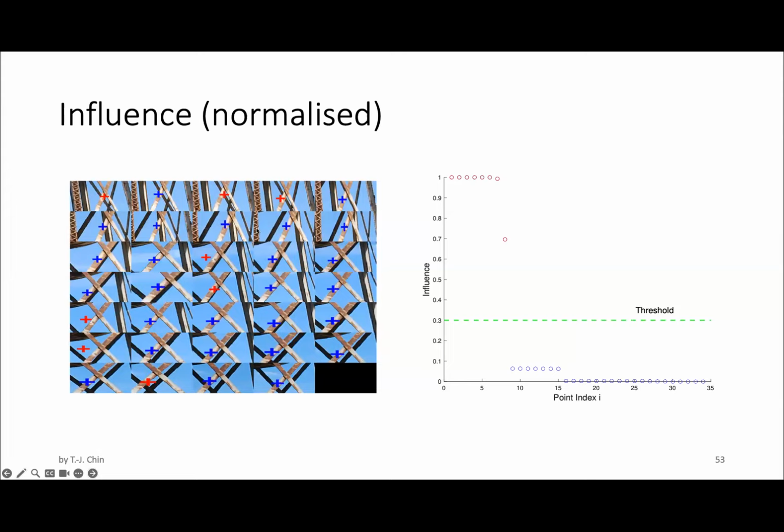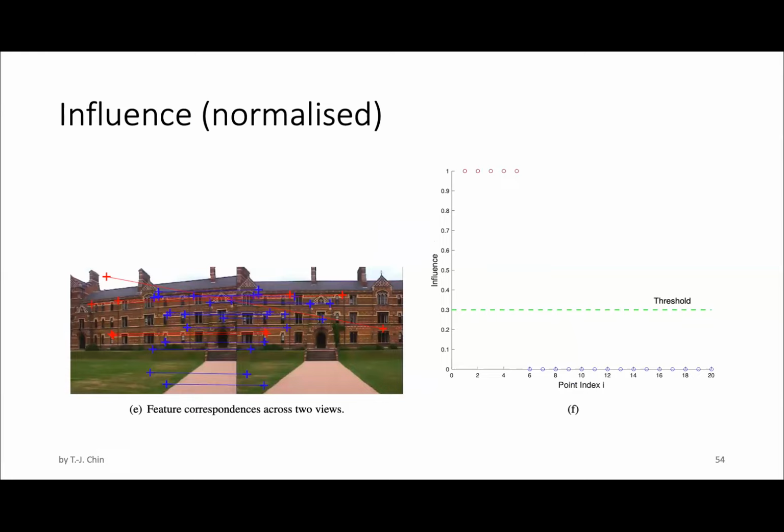The outliers here are wrongly localized feature locations, color coded on the left-hand side because it's manually labeled. And you can see a distinct gap between inliers and outliers. And for correspondence problems across two views as well, I think we're estimating homographies, again you see that the gap is even bigger.